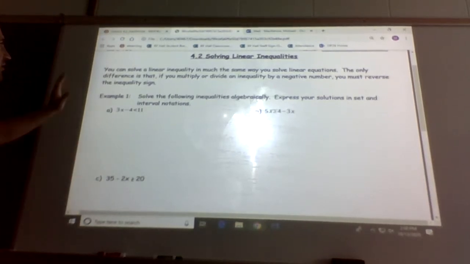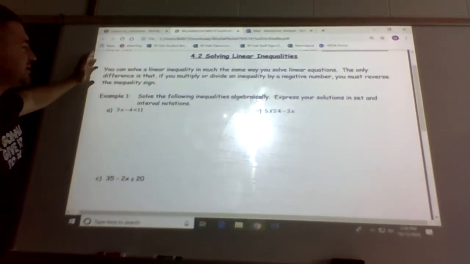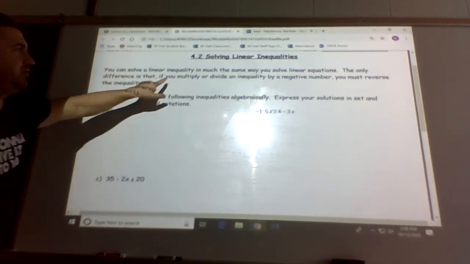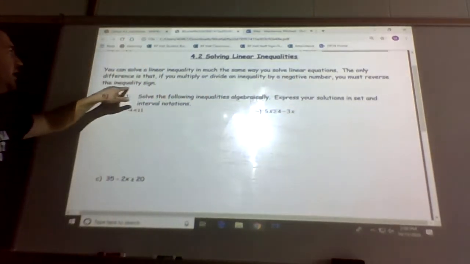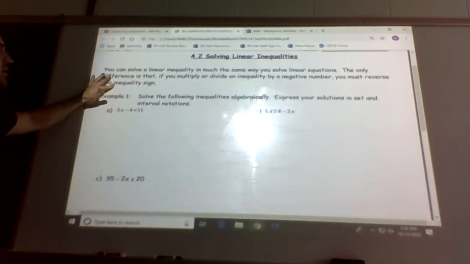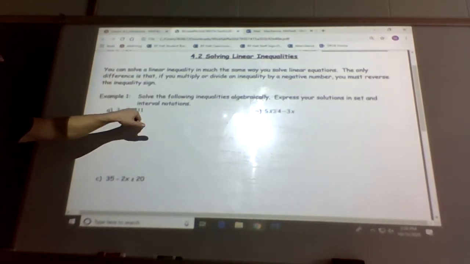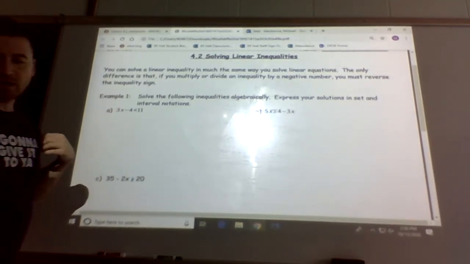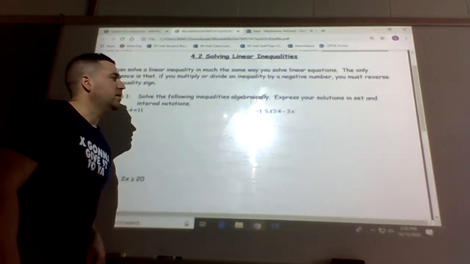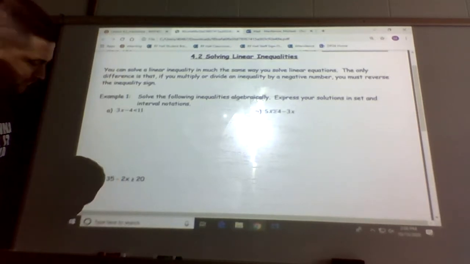Okay, the only difference, so the same as linear equations, except when you multiply or divide by a negative number, you have to reverse the inequality sign. Okay, so that's the only thing. So we're going to solve it as if this was an equal sign. So we'll isolate for the letter. But when you multiply or divide by a negative value, then you have to reverse the sign.